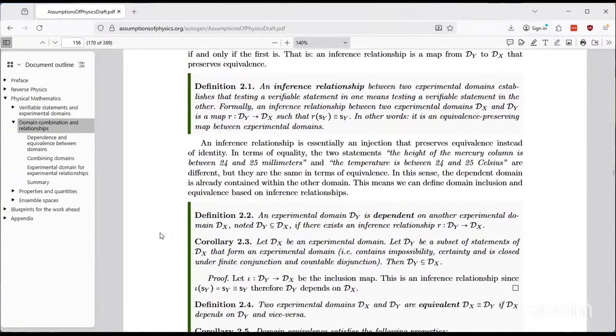Okay, maybe let me finish the next paragraph. An inference relationship is essentially an injection that preserves equivalence instead of identity. In terms of equality, the two statements, the height of the mercury column is between 24 and 25 millimeters, and the temperature is between 24 and 25 Celsius, are different, but they are the same in terms of equivalence. In this sense, the dependent domain is already contained within the other domain. This means we can define domain inclusion and equivalence based on inference relationships.